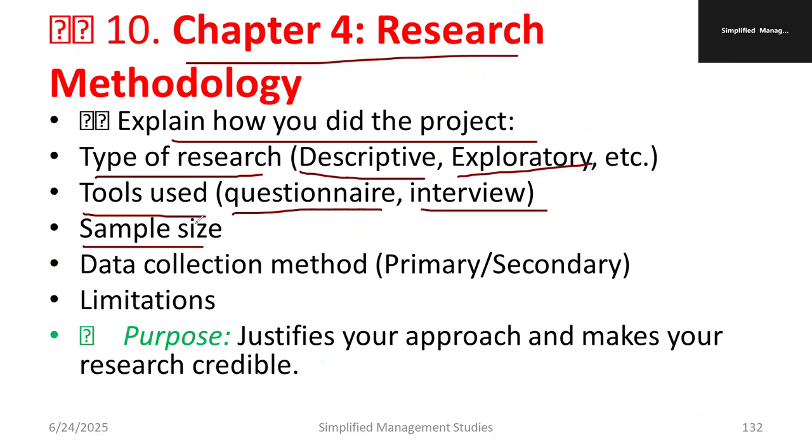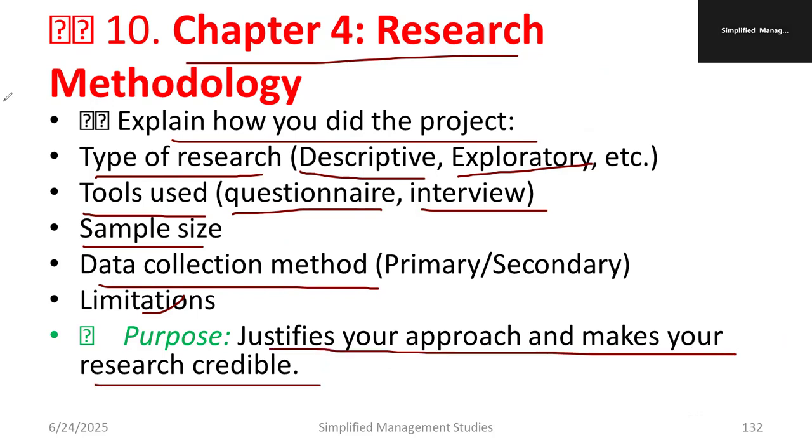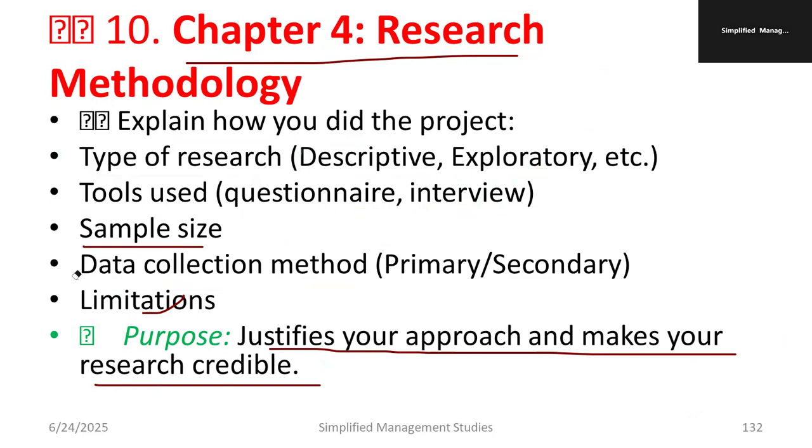Sample size should be mentioned. Population, sample size, data collection method. Are you doing the analysis based upon primary data? Whether you have chosen secondary data, those things should be mentioned very clearly. Don't forget to mention the courtesy as well if you are using secondary data. Drawbacks. Then purpose, justify your approach and make your research credible. So these are the major things which you are going to cover in the methodology.